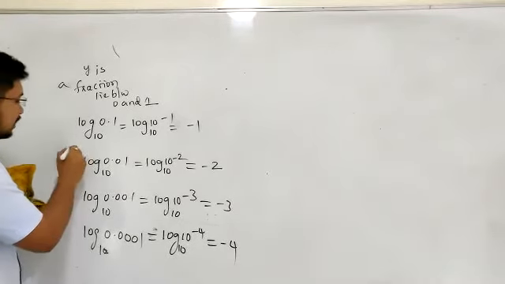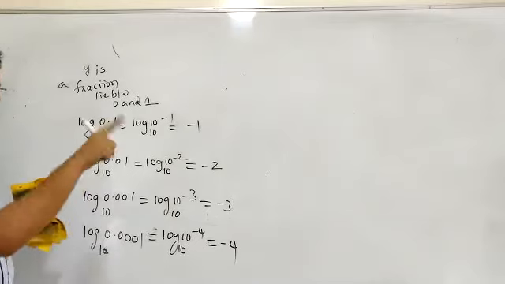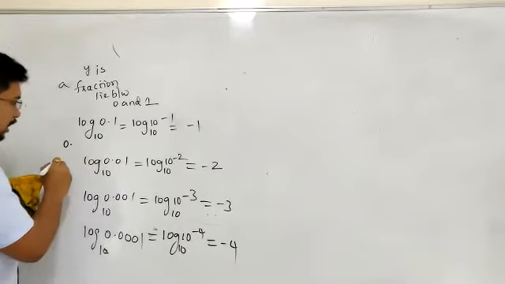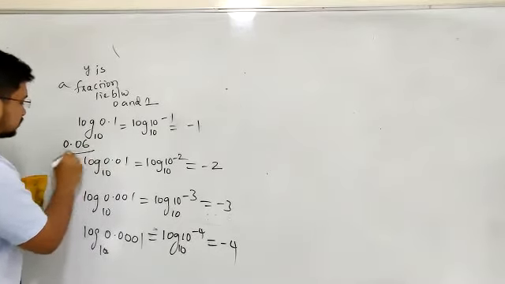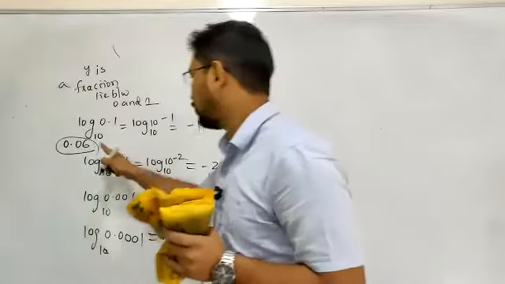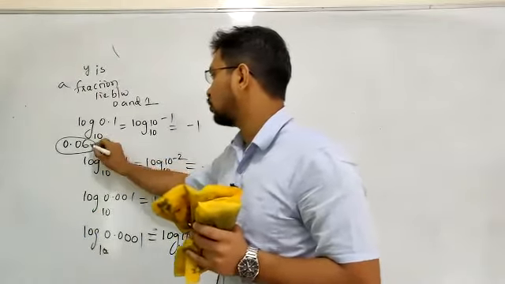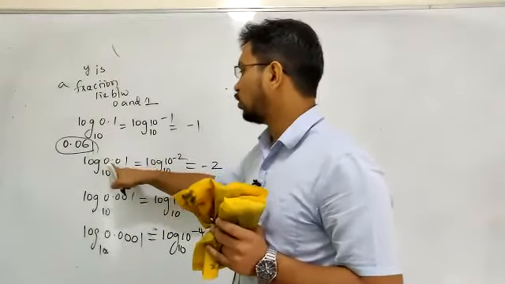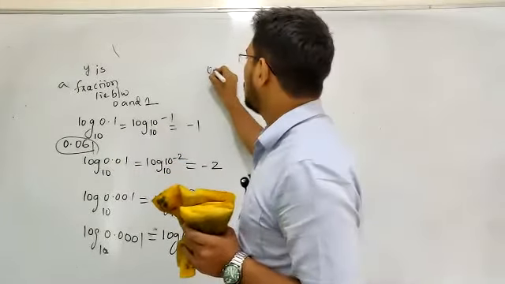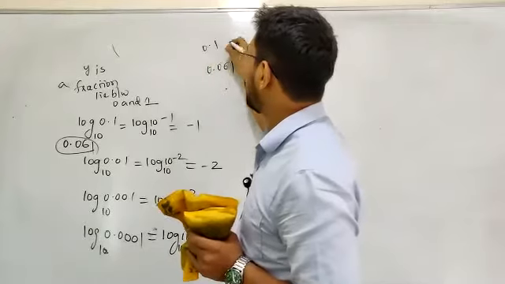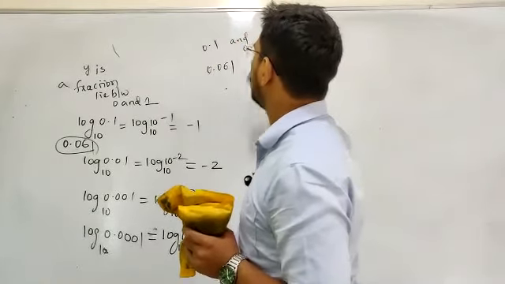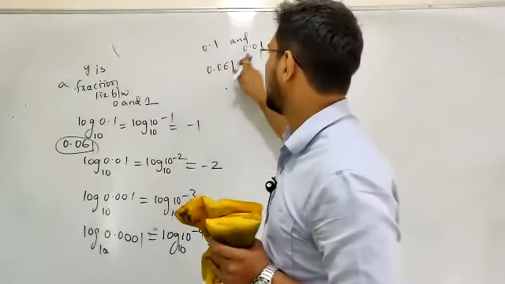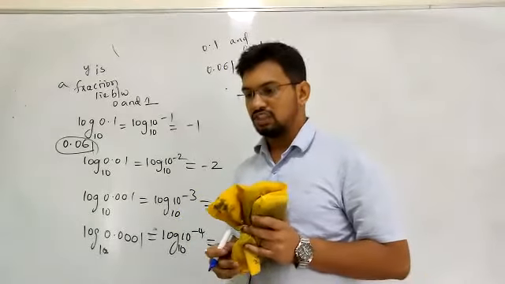If I take some value, the same analysis will do. Something like 0.06, say 0.061. This value lies between 0.01 and 0.1. It is greater than 0.01 and less than 0.1.